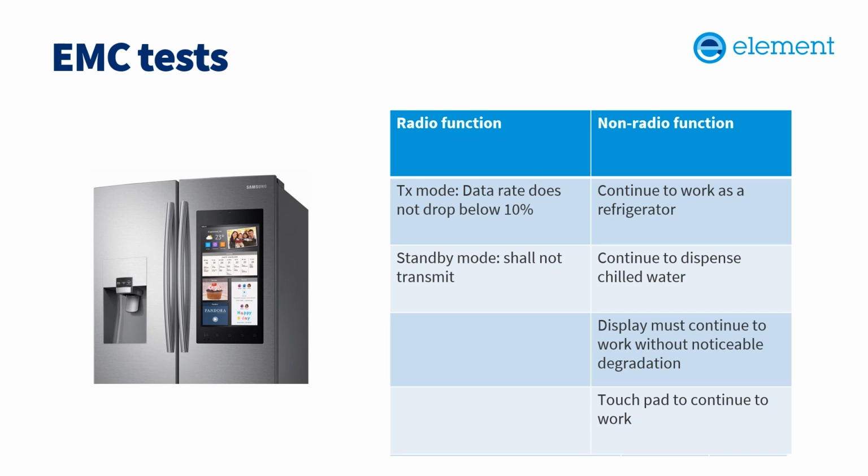So when we're looking at those, again, the radio function column relates to the ETSI 301-489 standard, so making sure the data rate doesn't drop below a certain level. If it's in a standby mode, making sure it doesn't transmit. And then on the EN 55014 side, does it continue to work as a refrigerator? It looks like it's got a drinks dispenser or water dispenser on there. Does that continue to work? Does the pump on that work? If it has a display on it, making sure that the display continues to work. Does the touchpad in this particular case still operate? All of the things that you'd need to assess from a non-radio functionality perspective.